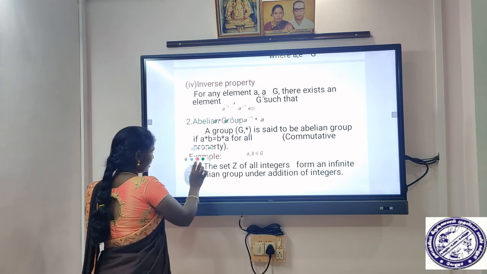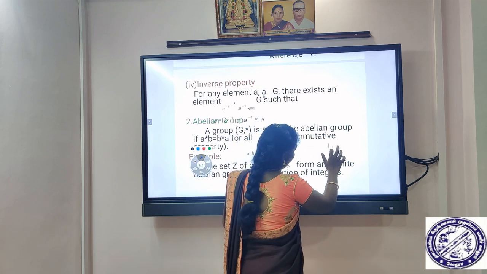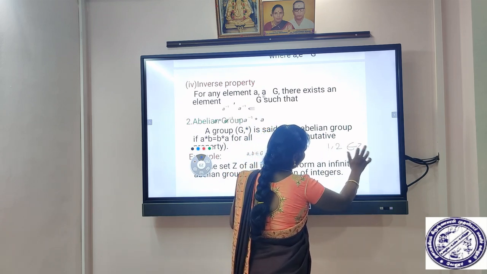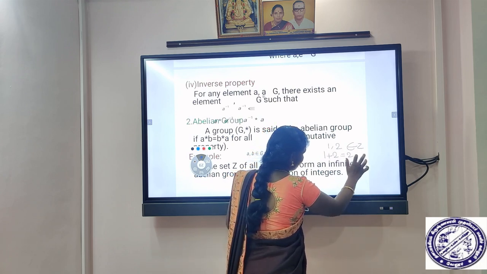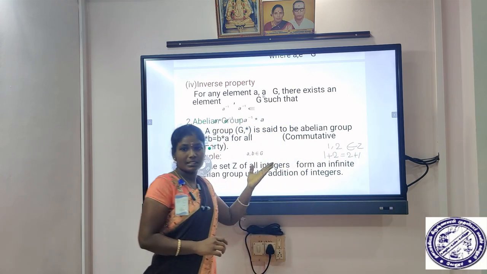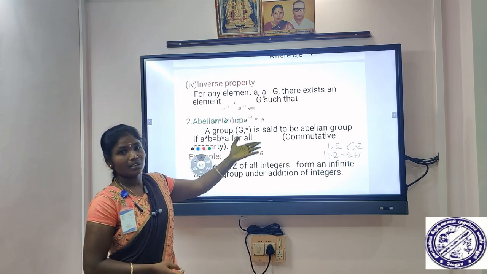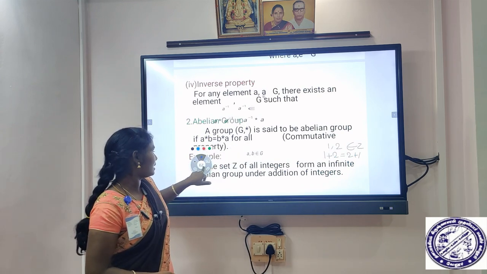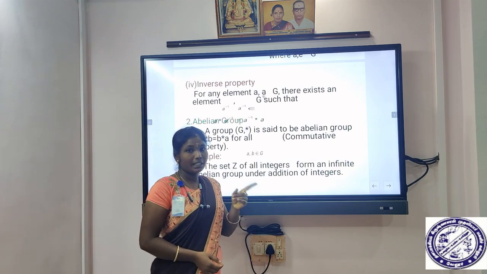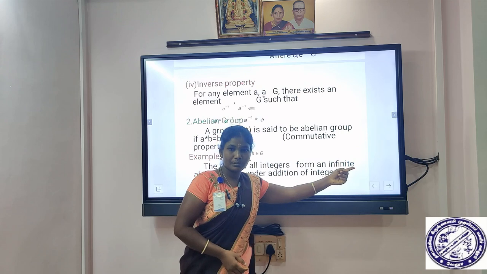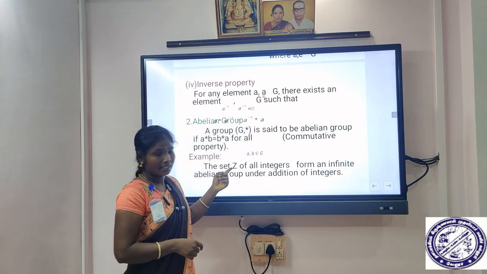So I can choose the 2 elements 1, 2 belongs to Z. The condition is 1 plus 2 equal to 2 plus 1. So the same values are here, so this also satisfies the commutative property. The given set, the set of integers Z, is an infinite abelian group. Infinite means an infinite number of elements in the given set Z.